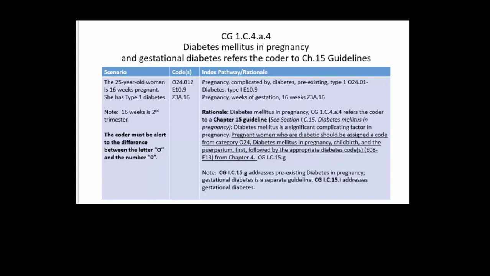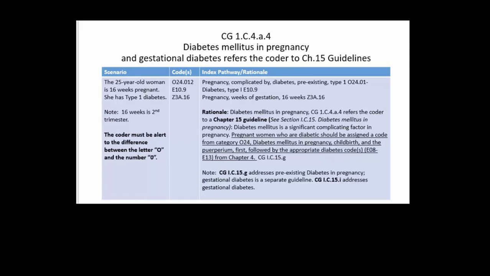O24.012 is the code for pregnancy complicated by diabetes pre-existing type 1. You notice that in the index there's O24.01 dash. The dash is the last character to the sixth character, which is the trimester. And I have a note here on the left that 16 weeks is the second trimester, so 2 would be your sixth character in that code. Type 1 diabetes codes to E10.9.